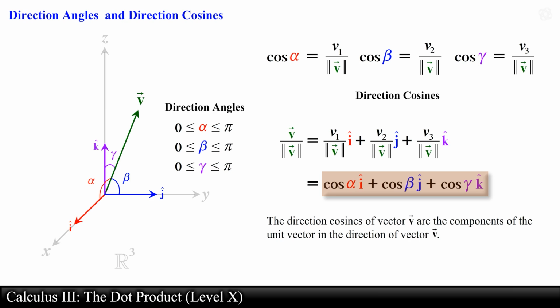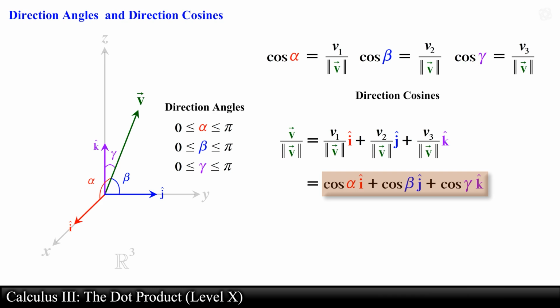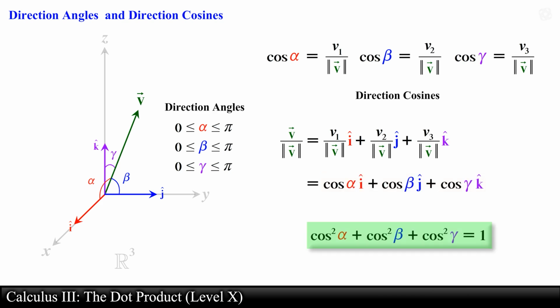This expression essentially represents the scalar projection of vector v along the unit vectors i, j, and k. From this result, it follows that cosine of alpha squared plus cosine of beta squared plus cosine of gamma squared is equal to 1, since the normalized form of a vector v represents a unit vector with magnitude equal to 1. With this expression, we can see if only two of the direction angles are known, the third direction angle can be found by using this expression.